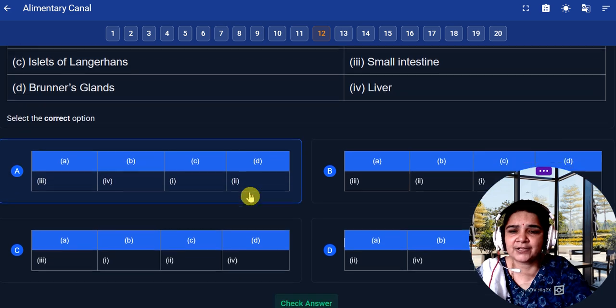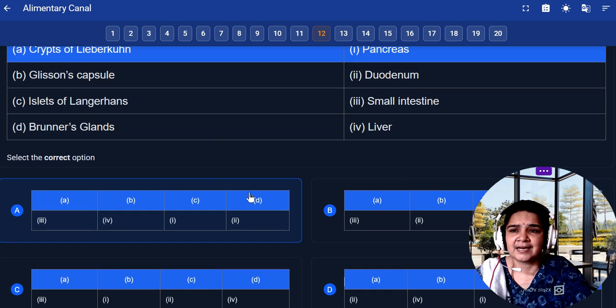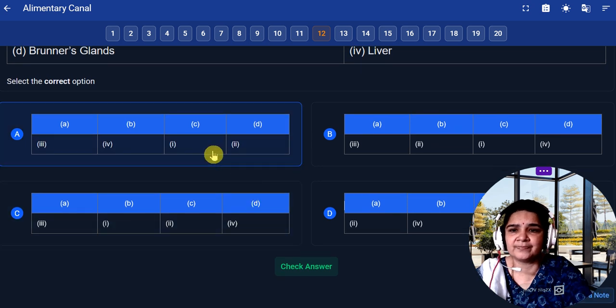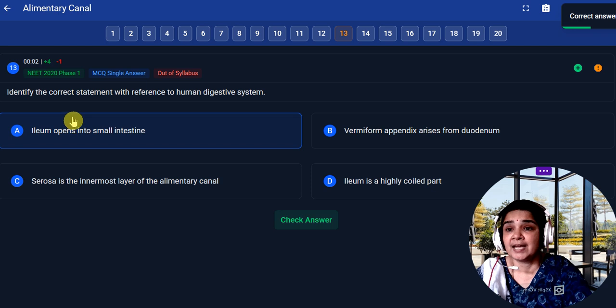Islets of Langerhans are related to the pancreas. Yes, and D, that is Brunner's glands, are related to the duodenum. Now let us see the next question.